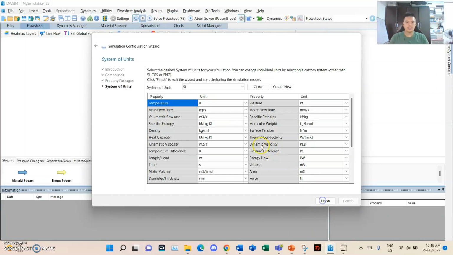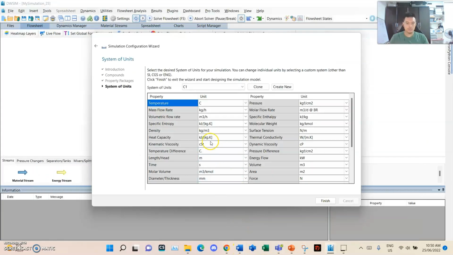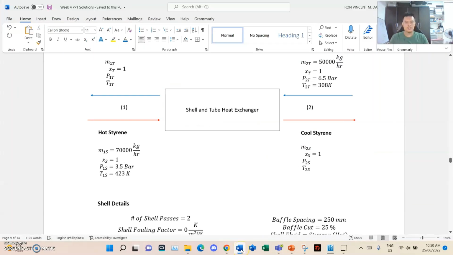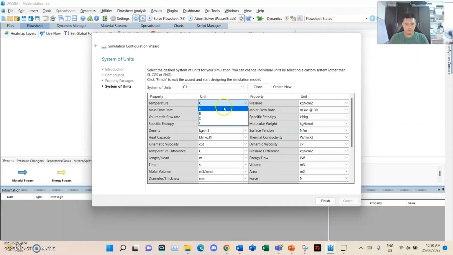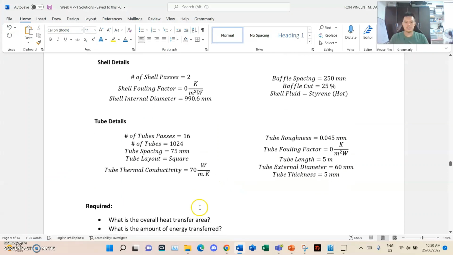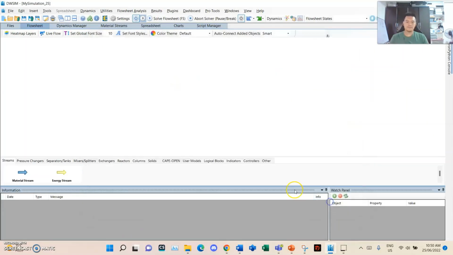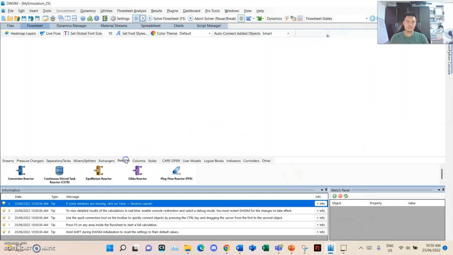There you go. Next. And then we'll need to make our own unit system. So the unit system is, for the mass flow, kilogram per hour. No change there. For the temperature, it's Kelvin. So we'll put here Kelvin. And then for the pressure, it's in bar. And then we'll also take the pressure difference as bar as well. And essentially, that is it. The rest of these details, the units are specifically stated and adjusted when we edit the shell and tube. So there's no need to change it in this system of units.